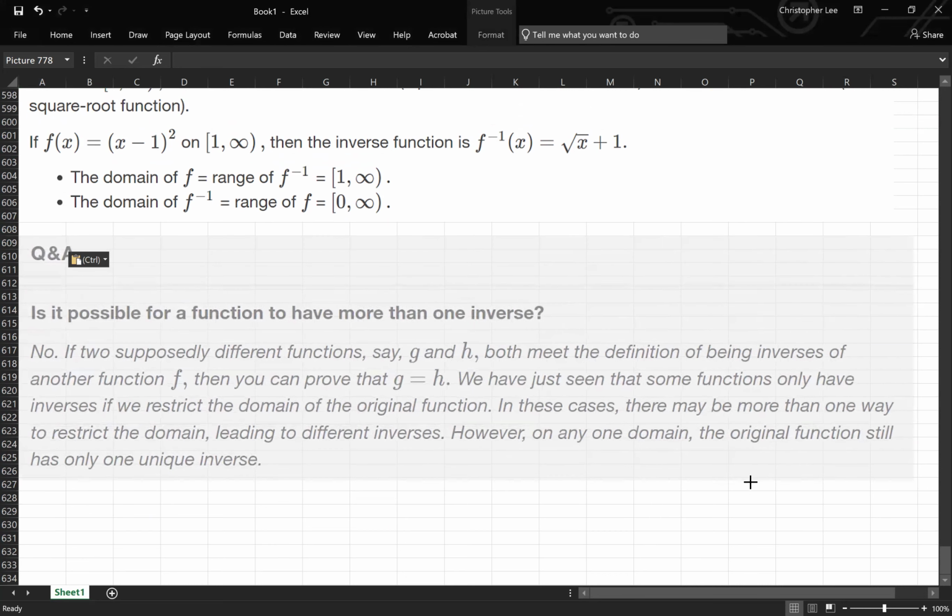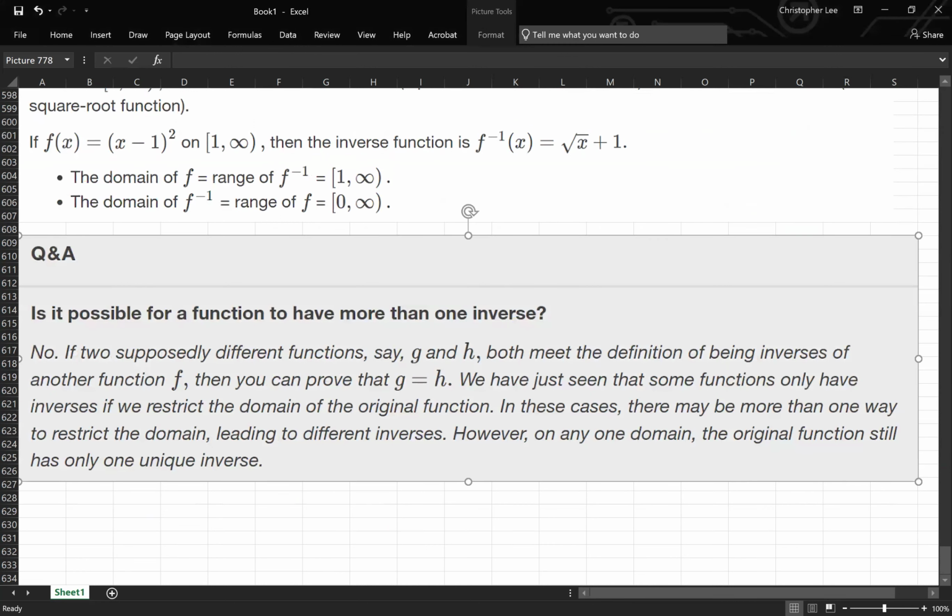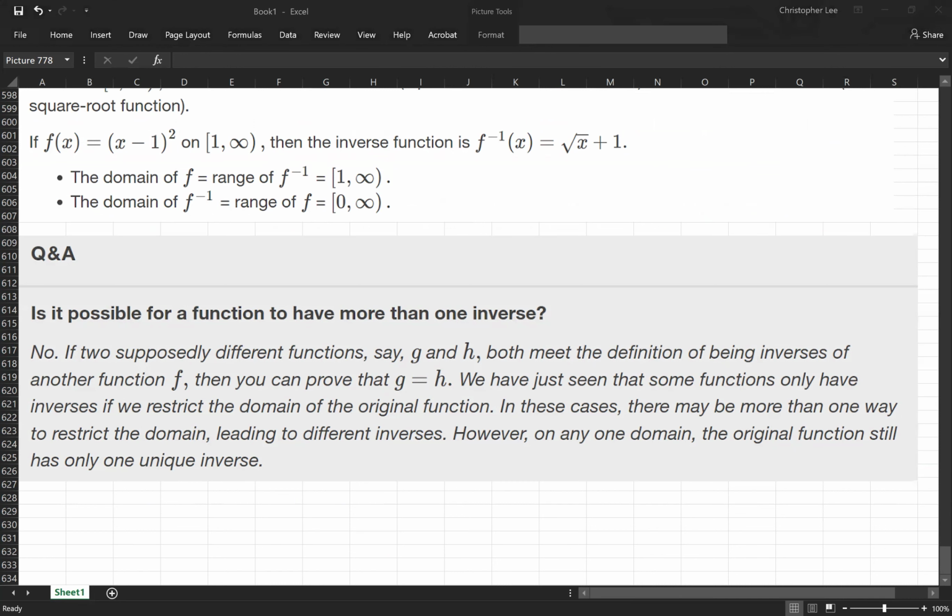It's just that you need to realize that because it's a square and it's failing the horizontal line test, it's not going to be a true inverse everywhere. It's a partial inverse, depending on the domain. So question: is it possible for a function to have more than one inverse?